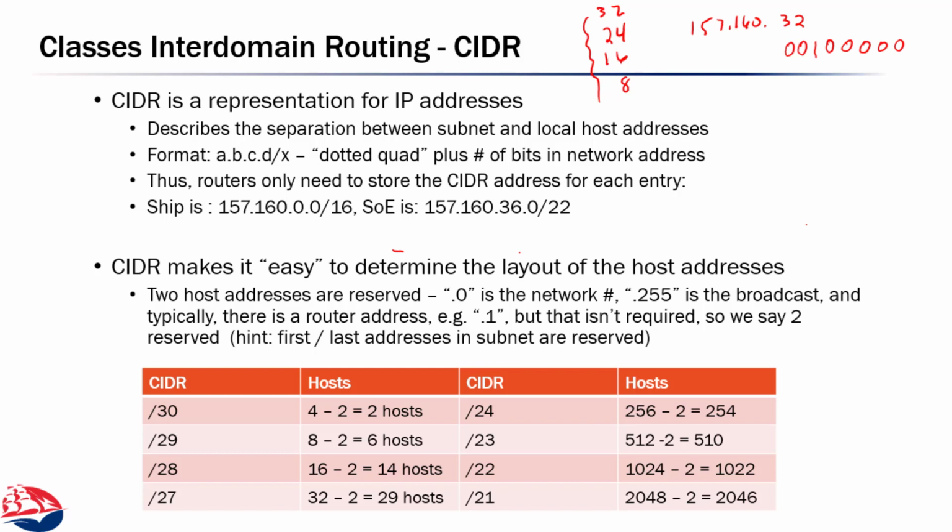So by saying that we're using a 22-bit long network address, we have the first 16 bits here, so those don't change. And then I have another, let's see, 22 minus 16 is 6. So 1, 2, 3, 4, 5, 6 bits. All of those bits belong to the same network.